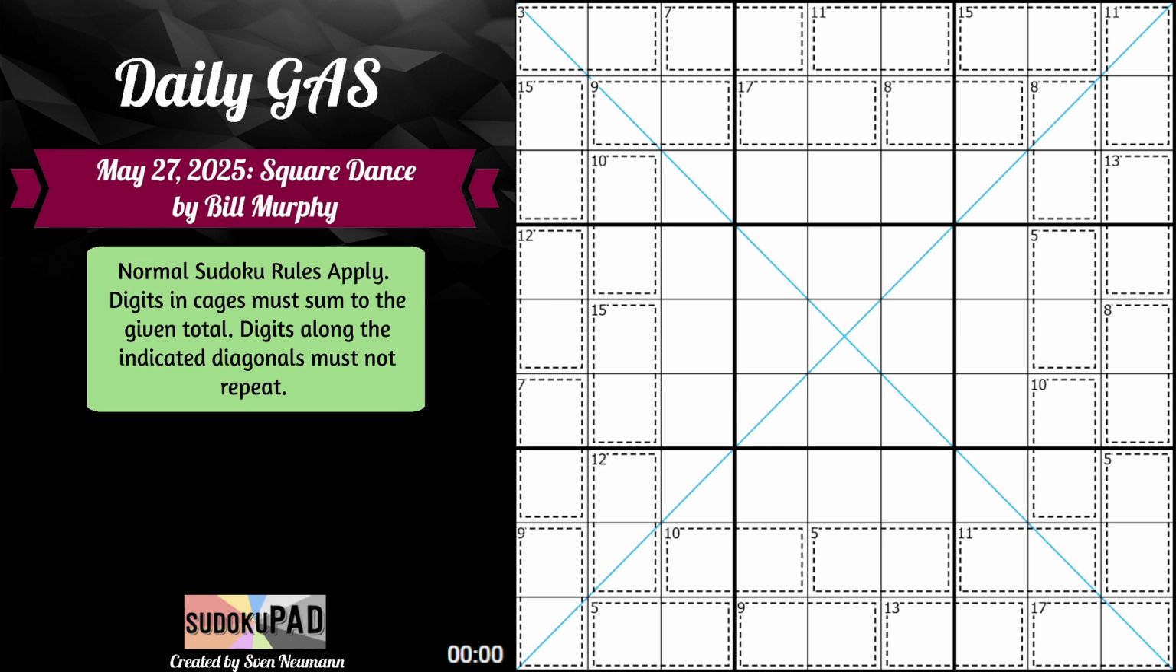Normal Sudoku rules apply. Digits in cages must sum to the given total. Digits along the indicated diagonals must not repeat. So, what does that mean? Well, we have our squares of killer cages.